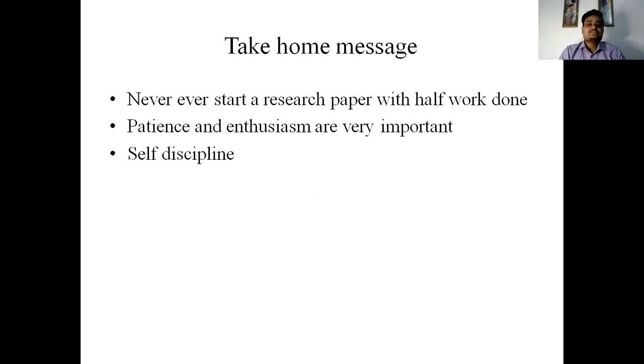Finally, the take-home message: never ever start a research paper with half the work done. Patience and enthusiasm are very important. Self-discipline to arrange the research paper, or to arrange the sequence of the research work, is very important. So if you keep these three things in mind while carrying out your research, it will lead you to a good research paper and a published paper in a good peer-reviewed journal.